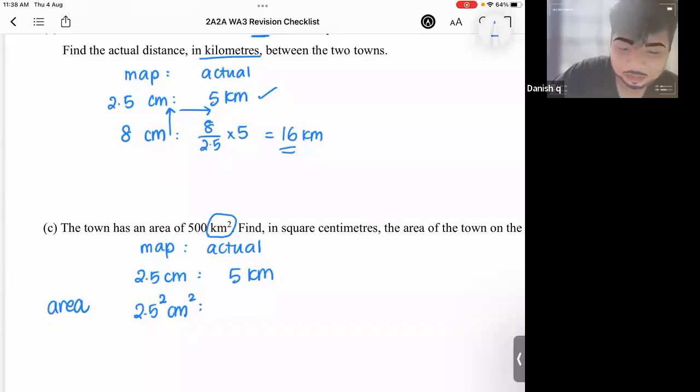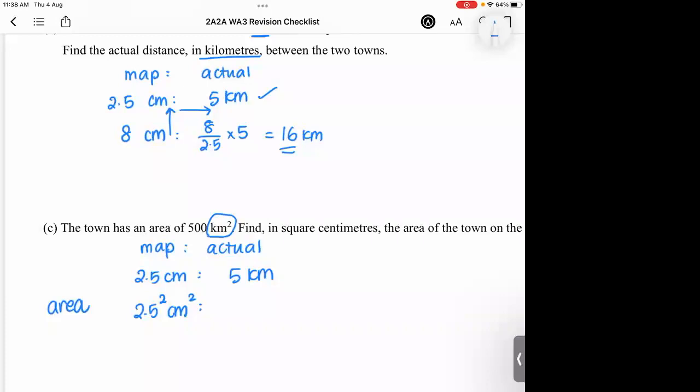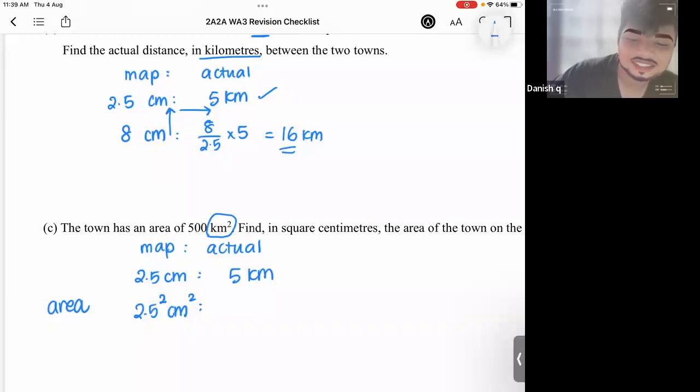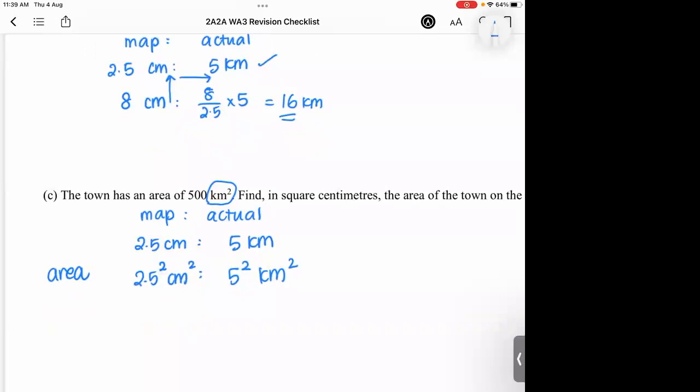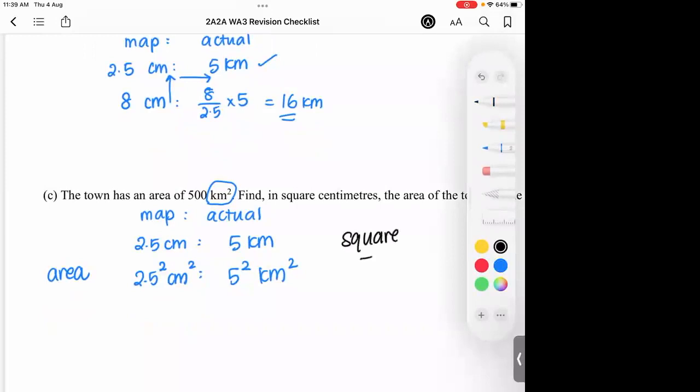Square or square root? Square, yeah. So 5 square, kilometer square. So we square everything to get area. Okay, so I repeat again. You square to get area. Right, square the thing. So after we square, we have 2.5 square, which is 6.25 cm square. Then the other one, 5 square, 25 kilometers square.